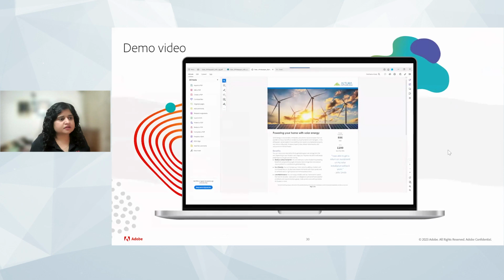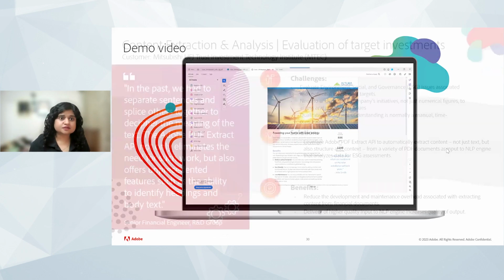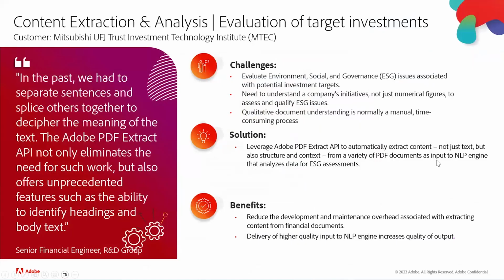So let's look at a certain customer use cases wherein these extract APIs actually help. So this is a use case from Mitsubishi UFJ Trust Investment Technology Institute. Now, when you talk about Mitsubishi, they are in the business of consulting, wherein they need to evaluate environment, social, and governance issues associated with potential investment targets, right, for their particular companies.